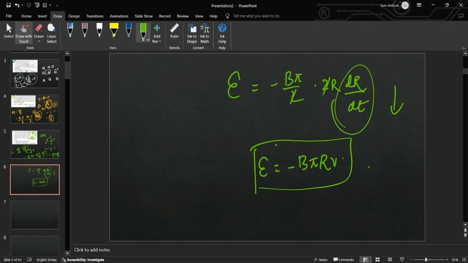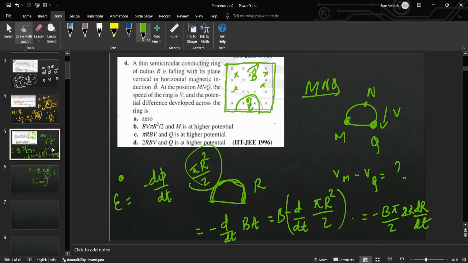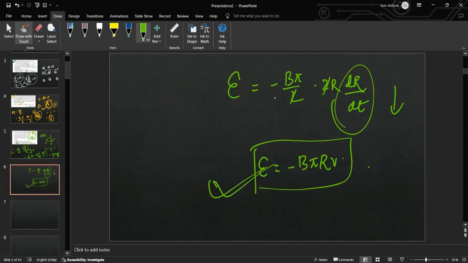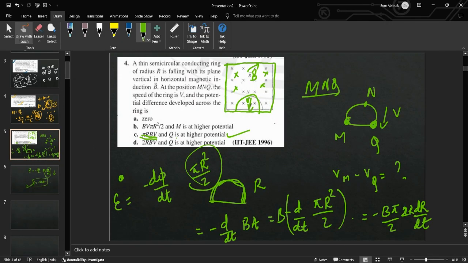Is it there in the options? Minus B pi r v, and for Q it is B pi r v, which I will consider. Is it correct or are we doing something wrong? Yeah, that's correct. All right, next question.